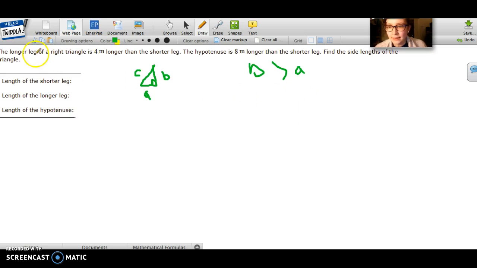So then that means the longer leg of the triangle, which is B, is 4 meters longer than the shorter leg. So B is A plus 4. And the hypotenuse, which is C, is 8 meters longer than the shorter leg. So it's A plus 8. And now we want to find the side lengths of the triangle.